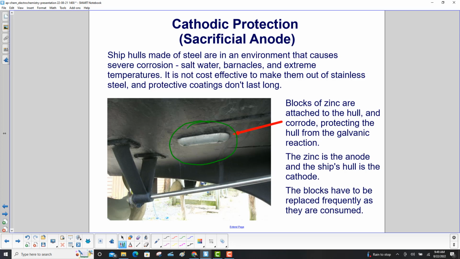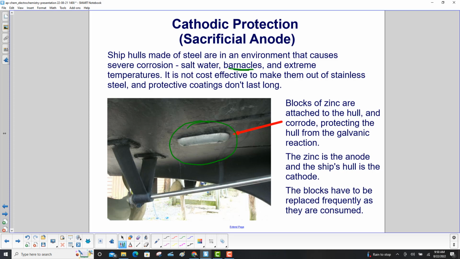And again, just reiterating, ship hulls made of steel are in an environment that causes severe corrosion. Salt water, barnacles, extreme temperatures. It's not cost-effective to make them out of stainless steel, which would resist rusting, and protective coatings don't last long. Right? You've got the barnacles eating them away, the ship's pounding on the water. So we've got the blocks of zinc.